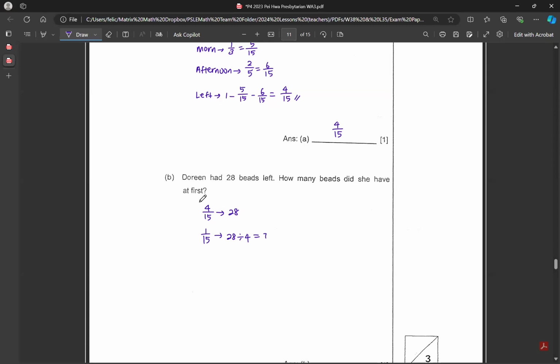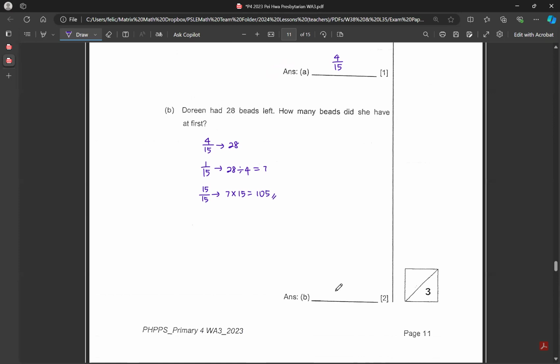So there's 7. You want at first. At first means 1, which means 15 out of 15. So 7 times 15. That works out to be 105 beads.